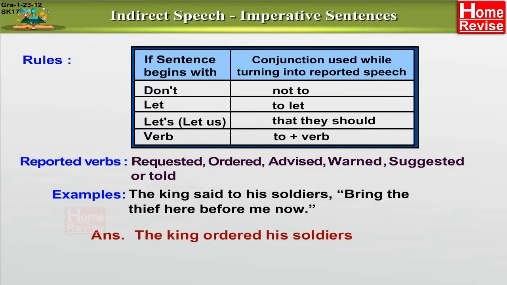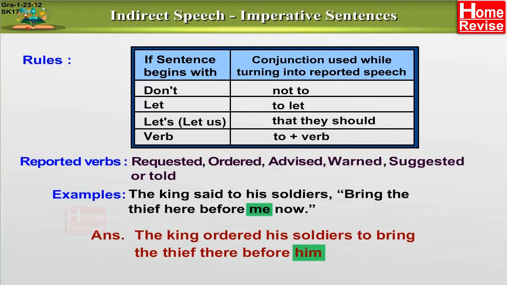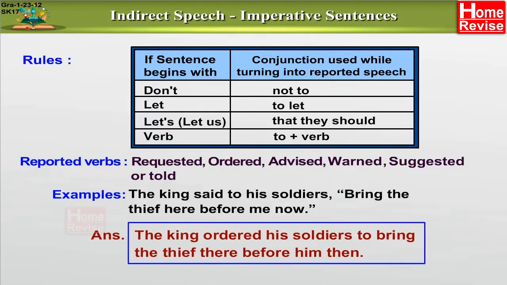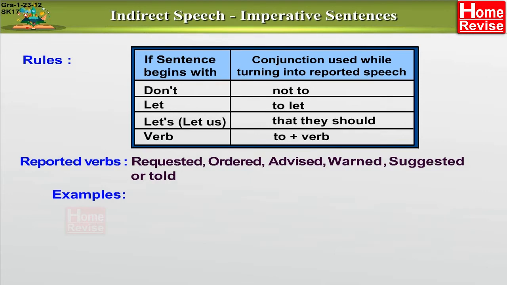As stated in the rules, use the conjunction to, which is to be followed by the root verb. So, the king ordered his soldiers to bring the thief. Here becomes there, before me now. Me, who is me here? The king himself. So me is replaced by the pronoun him, and now becomes then. So the answer is: the king ordered his soldiers to bring the thief there before him then. Full stop.